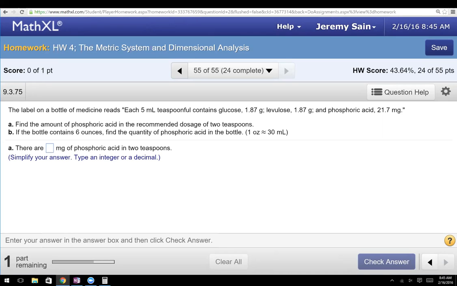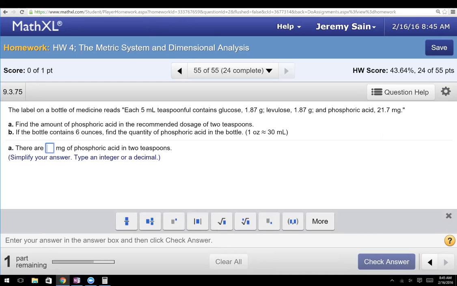Yeah, they're kind of confusing you with the 5 milliliters. You don't need that. It's like, oh, that's 1 teaspoon. So just 2 of those is 42, so 43.4.